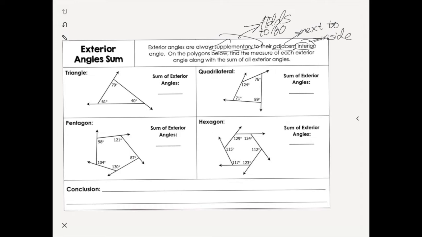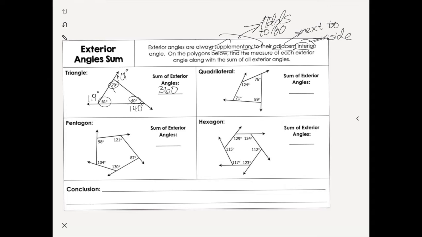So it's supplementary to the adjacent interior angle. On the polygons below, find the measure of each exterior angle along with the sum of all exterior angles. So what we're going to do is look at each angle and then subtract it from 180. So 180 minus 79, we're going to get 101. 180 minus 40, we're going to get 140. 180 minus 61, we're going to get 119. And if you add all of these, you're going to find that that is equal to 360 for this triangle.